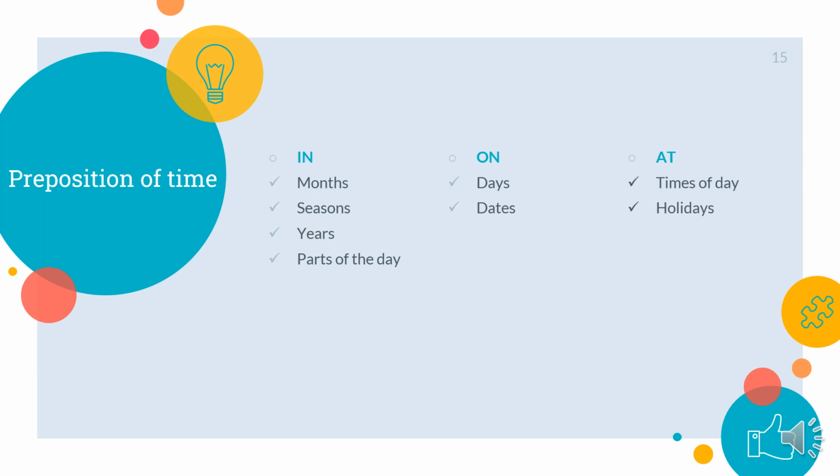So, in what cases do we use in? In we use with months. For example, January, February, March. Those are months. We use with seasons like winter, spring, summer, etc. Those are examples of seasons. Then we have years. What is years?